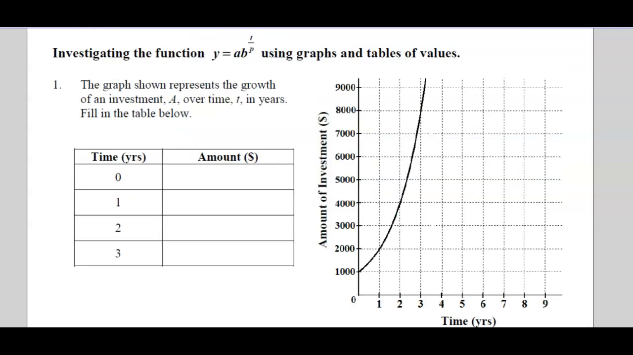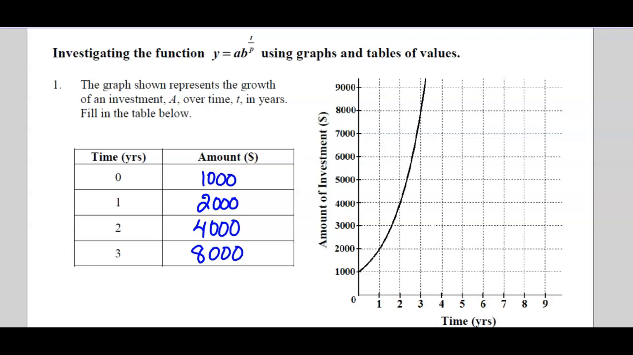So this is sort of a basic example. It says the graph shown represents the growth of an investment A over time in years, fill in the table of values. So at time 0, we've got 1,000, and this is in dollars. We don't have to put the dollar sign if it's noted at the top of the chart. After 1 year, we've got 2,000. After 2 years, we've got 4,000. You can see what's happening. After 3 years, we have 8,000. So after each year, the amount doubles.